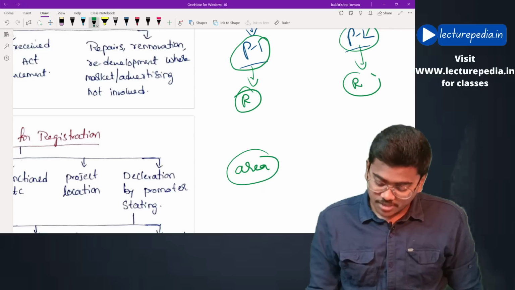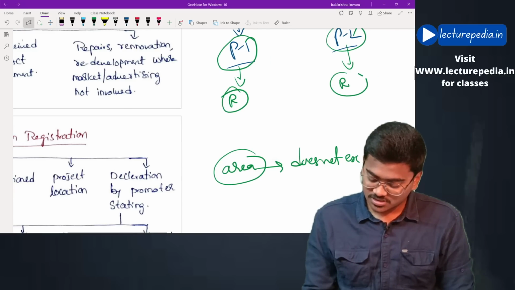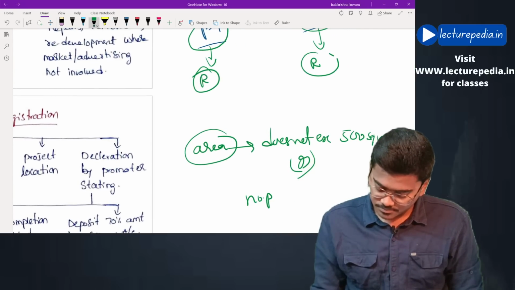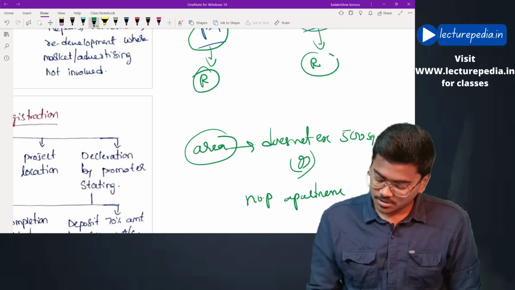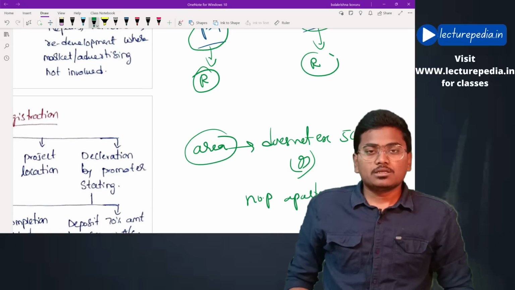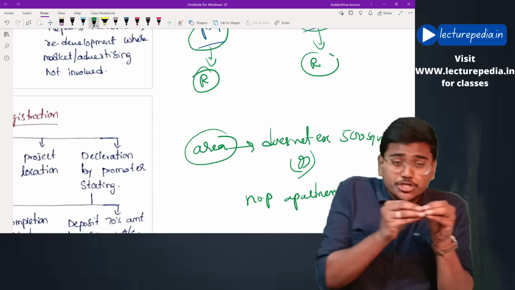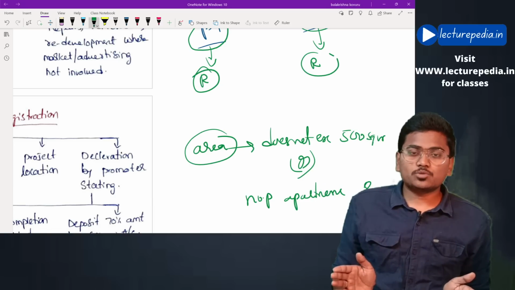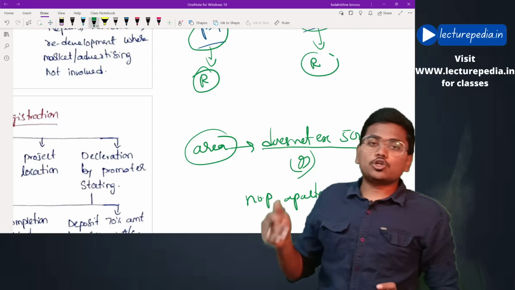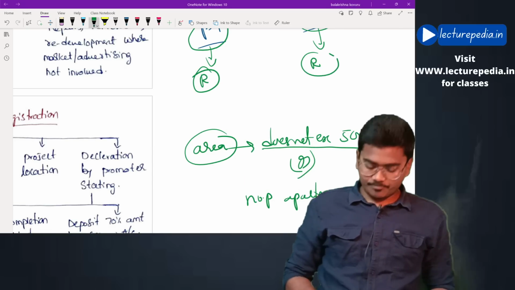The area in which you are constructing the apartments does not exceed 500 square meters, or the number of apartments does not exceed 8. If any of these 2 conditions is satisfied, you need not obtain the registration from RERA. Now the question arises: what if the area is equal to 500 square meters? Even if it is equal to 500 square meters, you need not obtain registration, because it says does not exceed. If it exceeds 500 square meters, then you have to obtain registration. Even for the apartments, if it exceeds 8, then you have to obtain the registration. Hope this is clear.